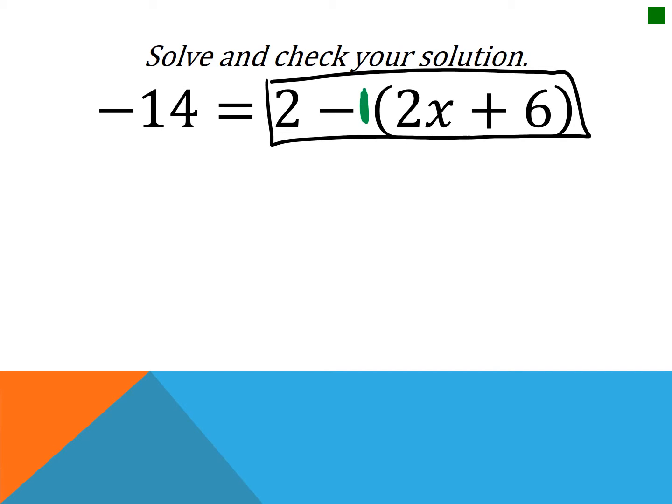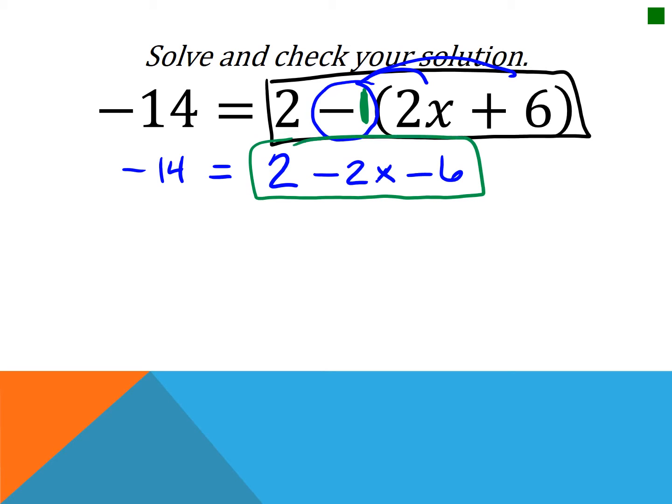So over here, I'm going to leave it negative 14 equals. I'm going to leave the 2. I'm going to take that negative 1 and distribute it. So negative 1 times 2x is negative 2x. Negative 1 times 6 is negative 6. Over on the right-hand side, that's where my x is.